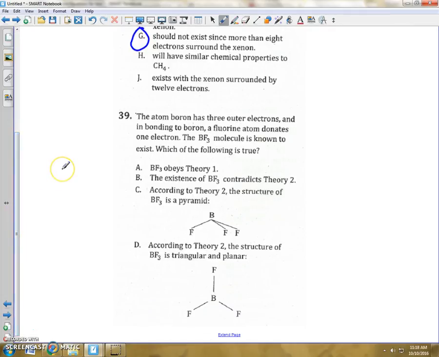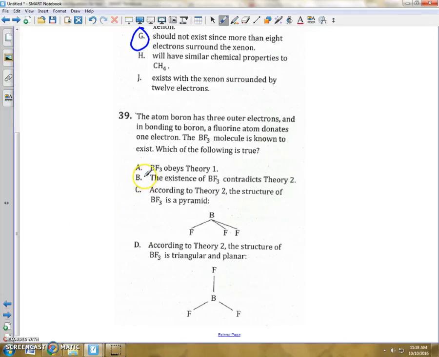39, the atom boron has 3 outer electrons. In bonding to boron, a fluorine atom donates 1 electron. The BF3 molecule is known to exist. Which of the following is true? So again, a lot of times there's this jargon and we get confused about it, but they showed you that picture where they were all kind of spread out. Well, if you know that BF3 has 3 valence electrons, what's the best way to spread those out? First of all, it doesn't follow theory 1 because there's only that one right there, but I don't know how it has 3, so 3 and 3 is 6, and there's supposed to be 8, so it doesn't work.